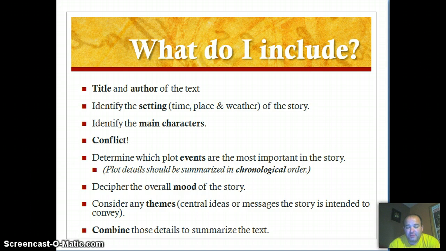Decipher the overall mood of the story. Like I'm saying, if it's a Halloween story, it might be scary. You just got to pick out the mood of the story. I can't really think of any stories right now. And consider any themes. I just read the Lorax with my son tonight, so the theme of the Lorax is greed and industrialization are bad. That type of thing is what we're looking for. We're going to combine all those details, and that's going to be the summary of our text.